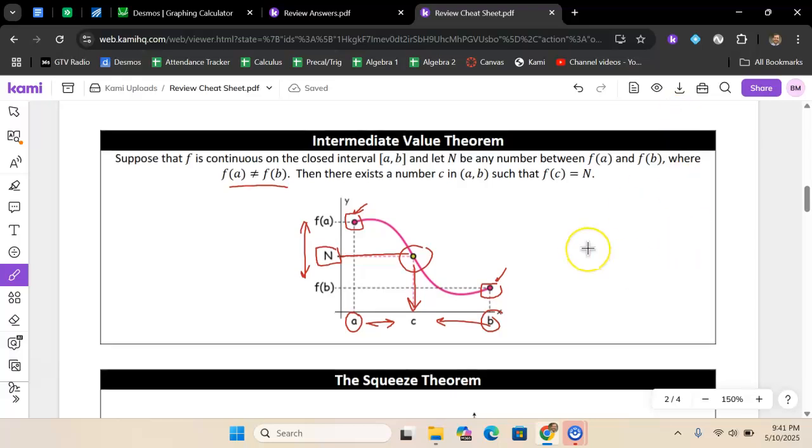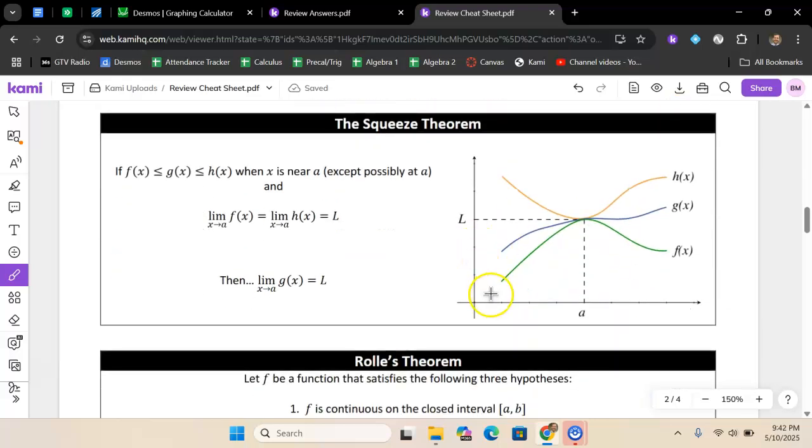Okay, that's the intermediate value theorem. The squeeze theorem, notice, deals with limits. So if you are looking at limits, you probably are looking at the squeeze theorem.